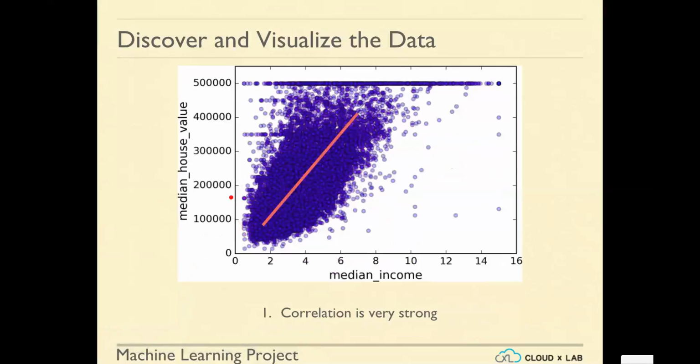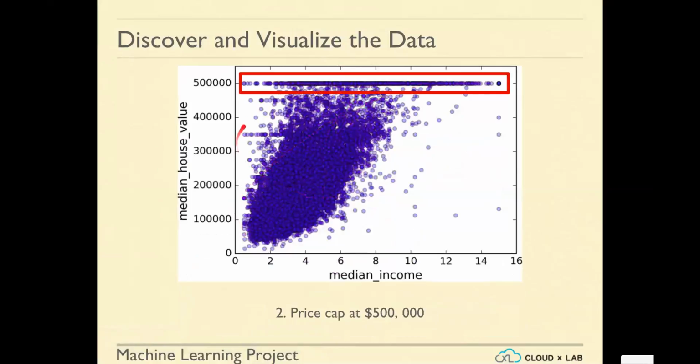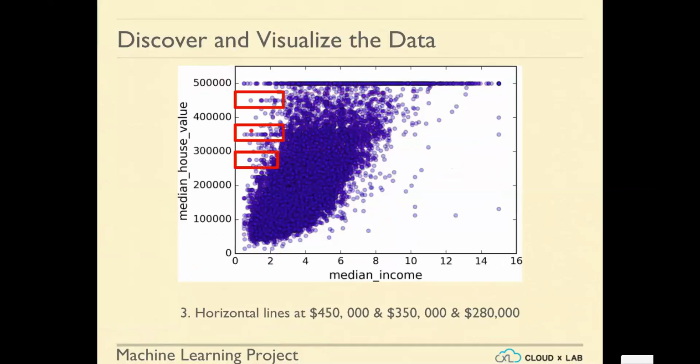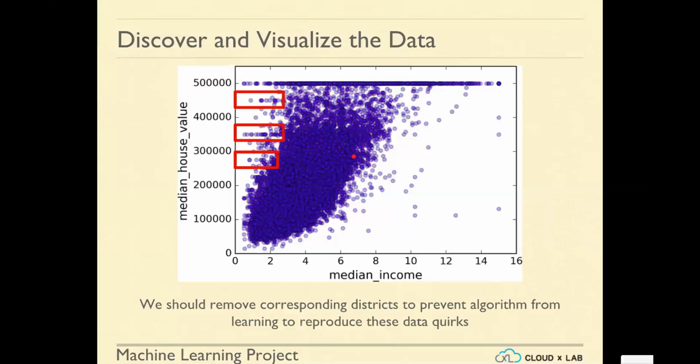All right. Now, there were a couple of very good observations from you. One of them is that the values are capped, meaning there is no value above 500,000. The other thing is there are three horizontal lines. You see these three horizontal lines? They are also kind of noise in the data, just like capping. We should remove the.